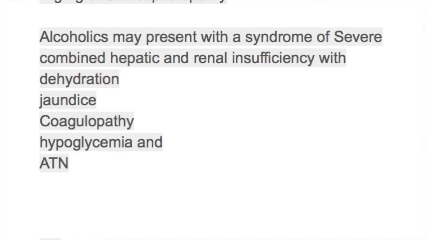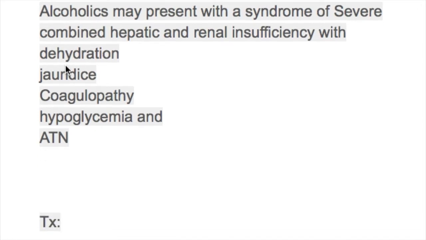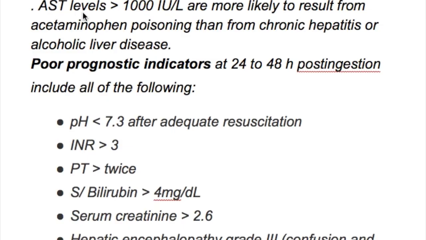Alcoholics may present with a syndrome of severe combined hepatic and renal insufficiency with dehydration, jaundice, coagulopathy, hypoglycemia, and acute tubular necrosis. Acetaminophen may also cause cardiomyopathy. AST levels of more than 1000 international units per liter are more likely to result from acetaminophen poisoning than from chronic hepatitis or alcoholic liver disease.